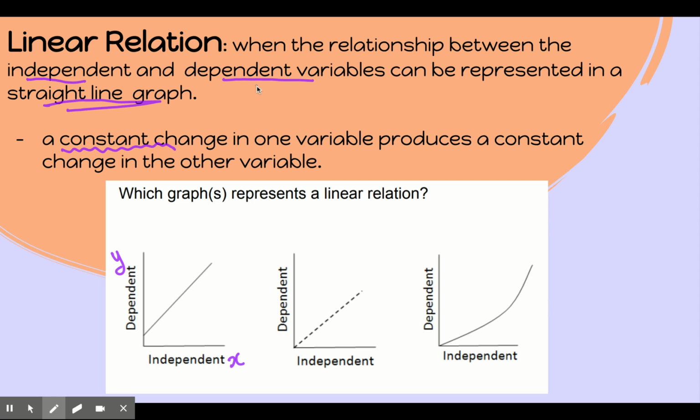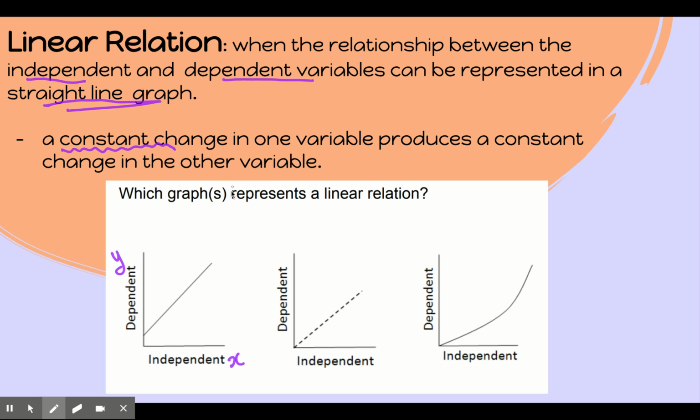Okay, so things you need to remember is x goes on the bottom. This is your horizontal axis. Y goes up and down. It is your vertical axis. And this is always the case. In science, you learned about them being manipulated and responding variables.